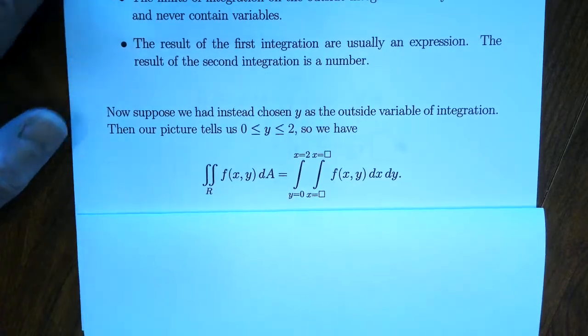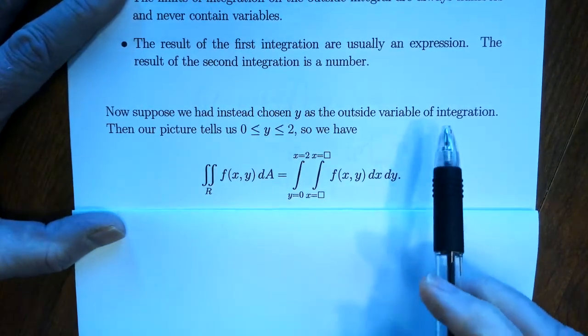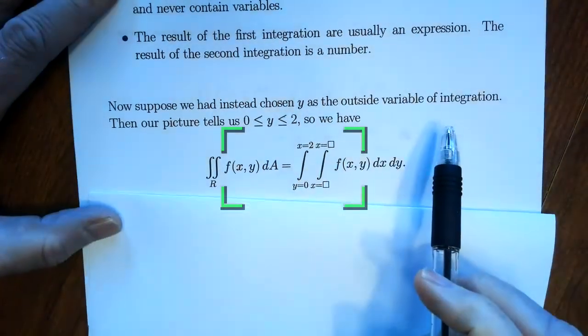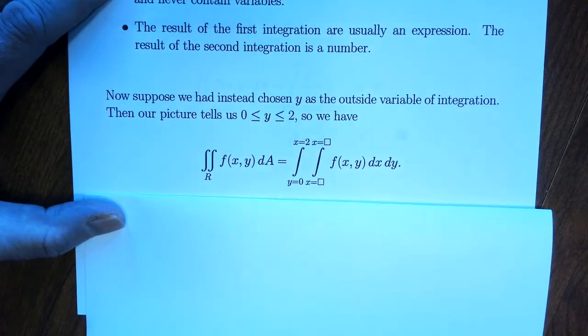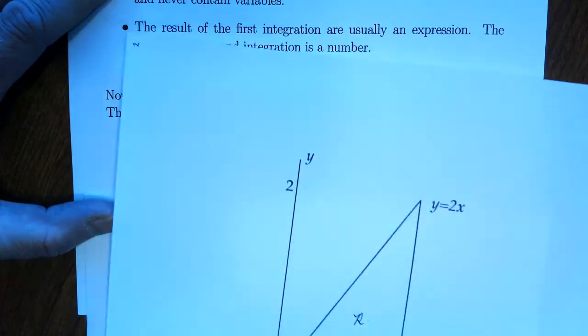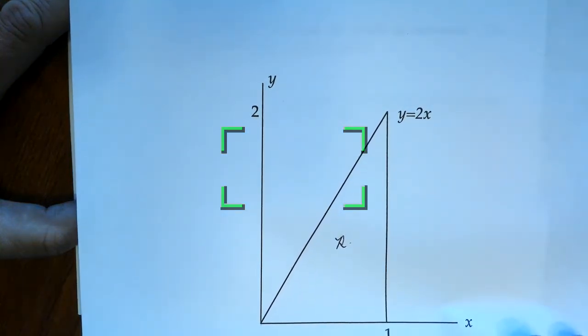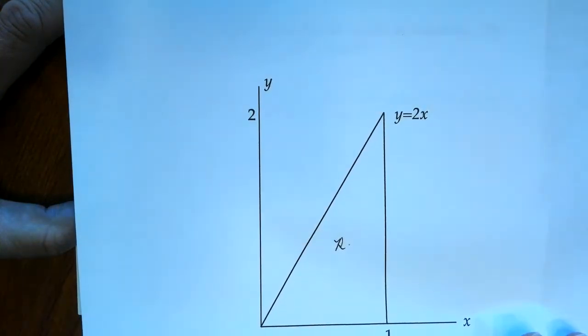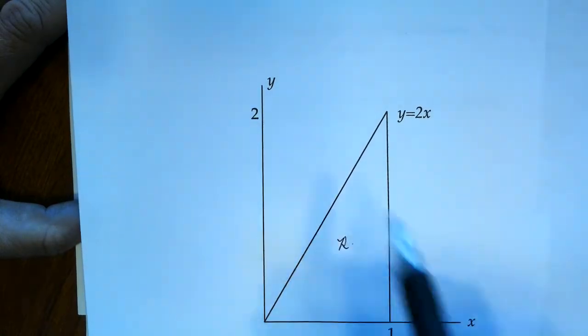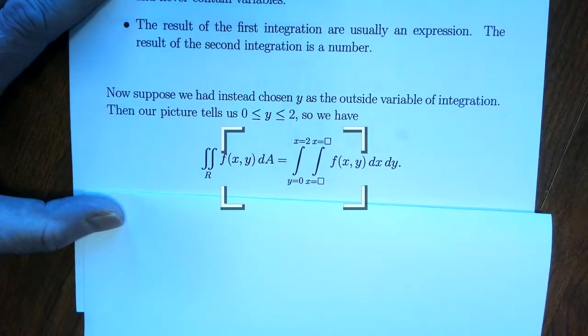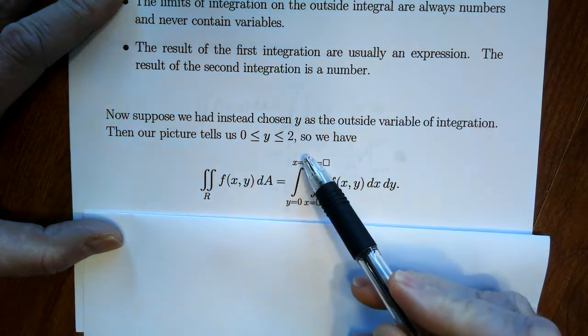Now suppose we had chosen y as the outside variable of integration. In our situation, y is going to vary between 0 and 2. We can see that from our diagram. So our values of y will vary between 0 and 2, and they become the limits of integration for the outside integral.